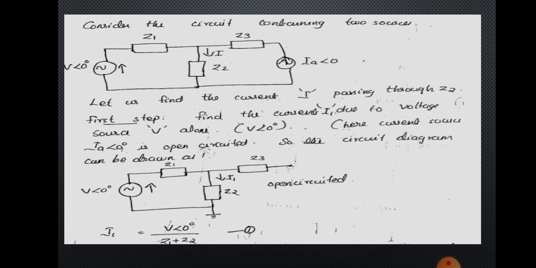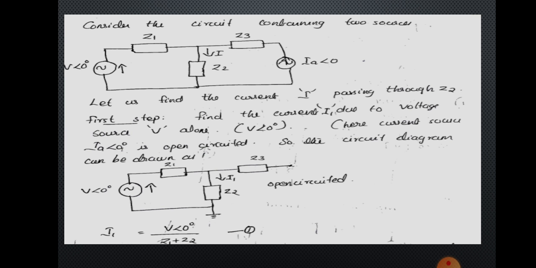So first find the current I due to the voltage source V alone, and here the current source IA angle 0 degree is open circuited. You know that a current source should be open circuited when we are considering the voltage source. So the circuit diagram can be drawn as V angle 0, Z1 and Z2 will be there, Z3 is also there, but there is no current source, so that part will be open circuited.